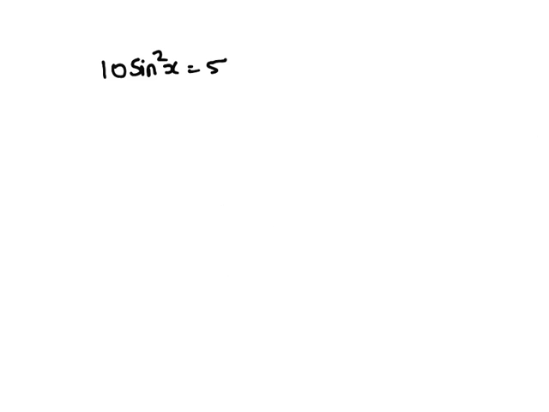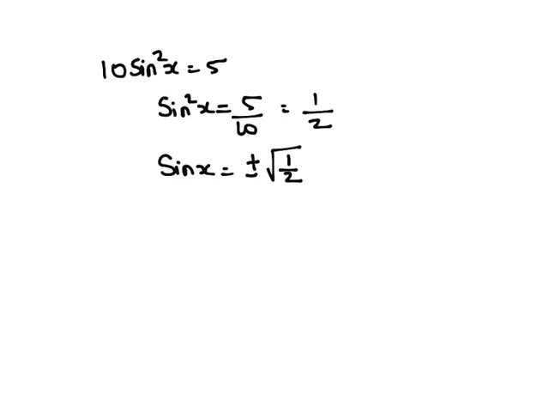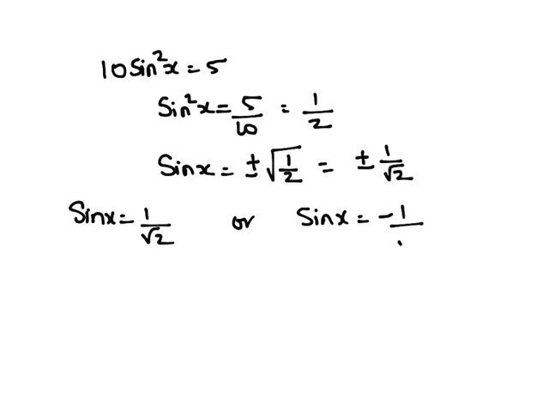So this is the next problem, students. 10 sine squared x equal to 5. So I can write it as sine squared x equal to 5 upon 10, which is nothing but 1 upon 2. So it means sine x can be either plus or minus square root of 1 upon 2, which is nothing but plus or minus 1 upon root 2. It means sine x can take the value of 1 upon root 2, or sine x can take the value of minus 1 upon root 2.